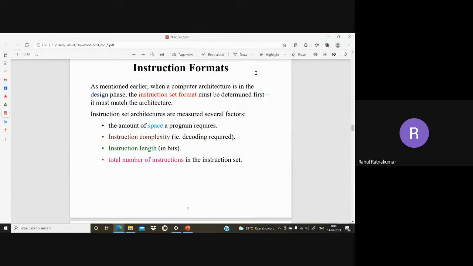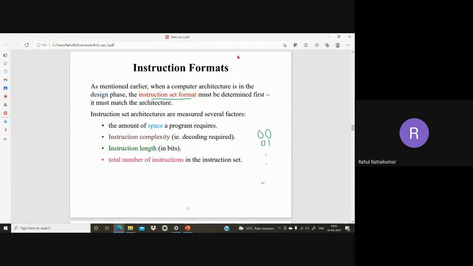Now, instruction formats. In the design phase we have to think about the instruction set format, so it depends on a lot of things. We know that the Little Man Computer has a memory of mailboxes. It has a specific number of locations, starting from 00 and 01 till 99.